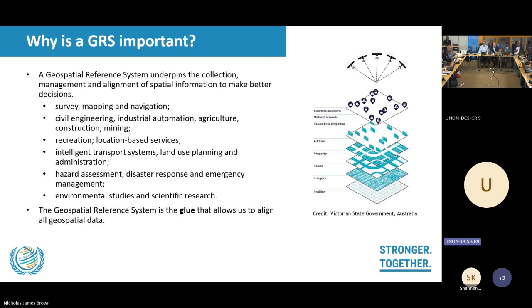So a geospatial reference system actually underpins the collection, the management, and the alignment of that spatial information to help you make better decisions. And you can think about, look at the layers on the right-hand side.